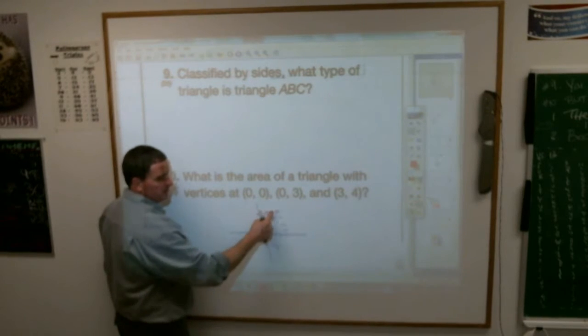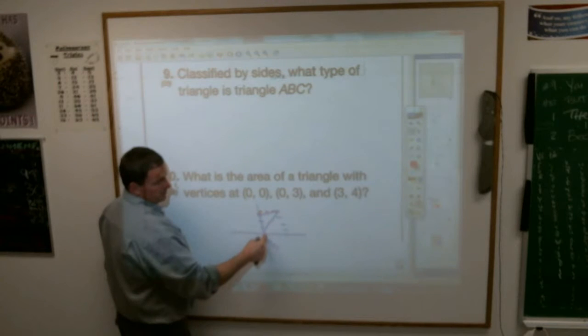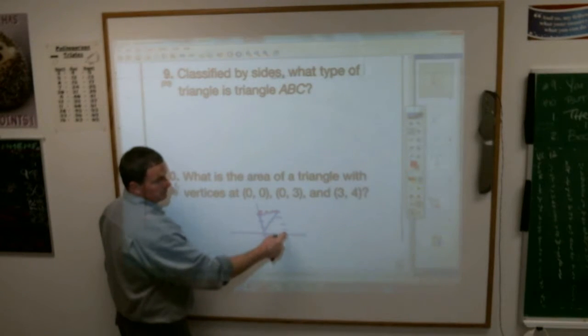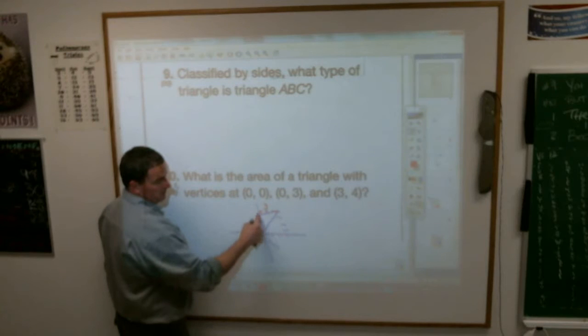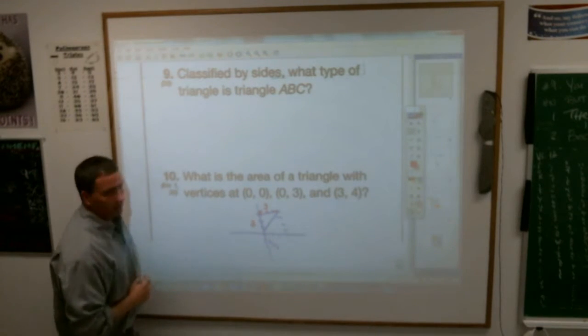But I don't know the length of this line, do I? Yes, I do, because it's how far over? 1, 2, 3. It is 3 from here to here, correct? How do I know that? Because it was 3 here. That's the same distance. What's the length of this line here to here? 1, 2, 3. What's my formula for area of a triangle?